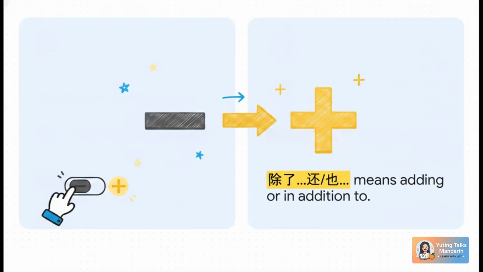Now here is where things get really interesting. We just learned that 除了 with 都 means subtracting, right? We did. But watch this magic trick. If we simply kick out the word 都 and invite a brand new friend to the sentence, either 还 or 也, the entire meaning of the sentence flips. No way, right? It literally goes from subtracting to adding. It's like flipping a switch. Let's see exactly how this second personality works.